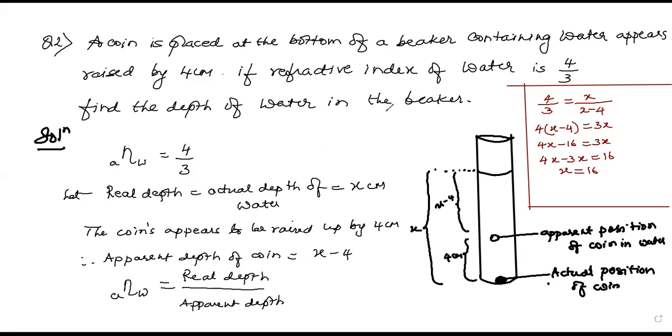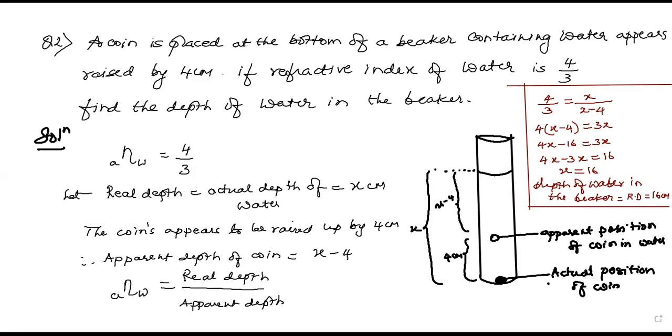They are saying find the depth of water in the beaker. Therefore, the real depth is nothing but the depth of water in the beaker, equal to the real depth. How much is it, children? This is nothing but 16 centimeters. I hope everybody understood this sum, children. I know a little extra space was required, so I've done it on the side. I'm sure everybody understands it. Not a difficult sum at all, a very simple sum, children.